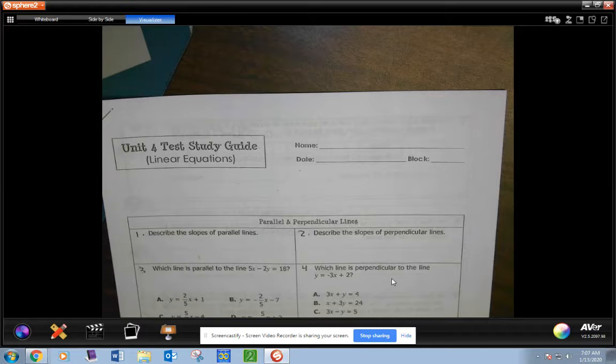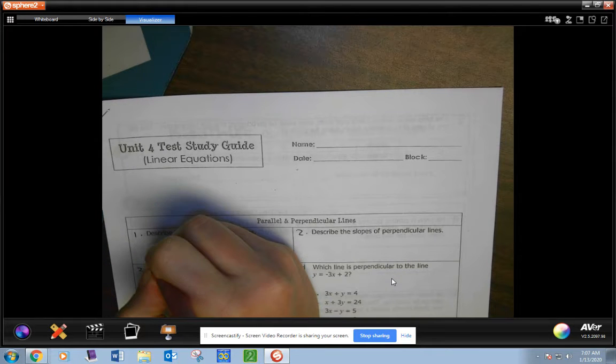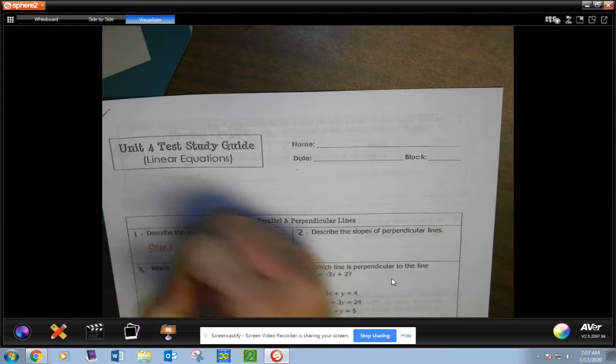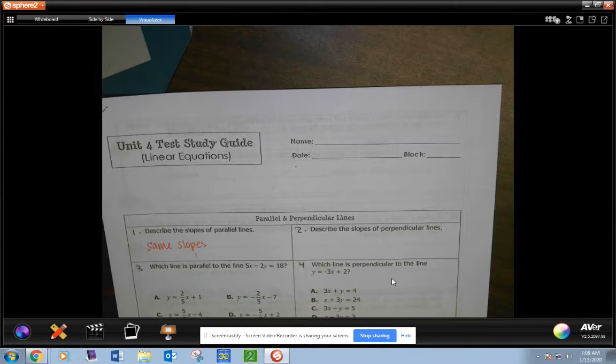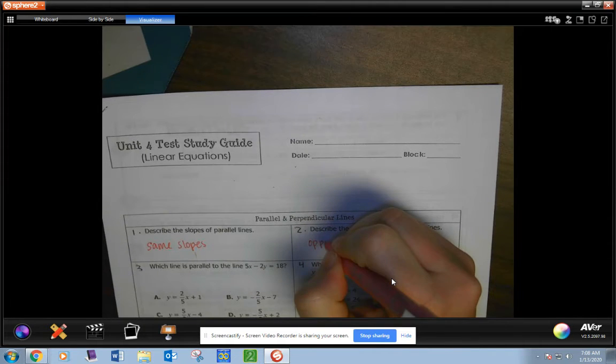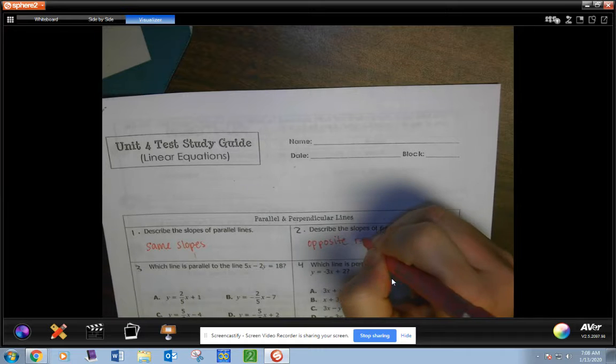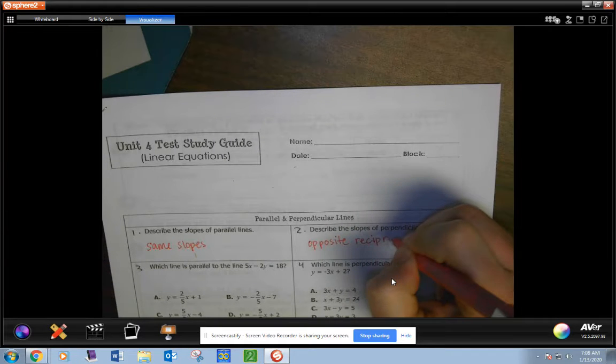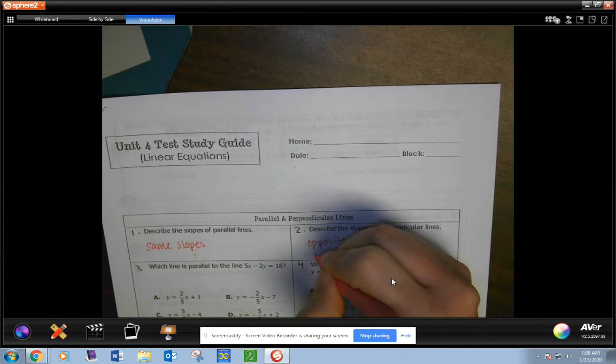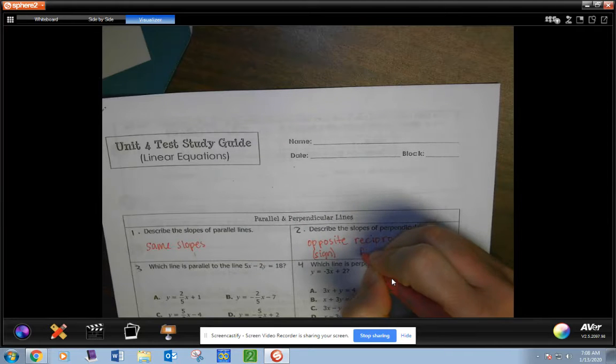Okay, so describe the slopes of parallel lines. They have the same slopes, so they're the exact same number, but the y-intercept is different. Now, the slopes of perpendicular lines, these are called opposite reciprocals, which means change the sign for opposite and flip the fraction for reciprocal.